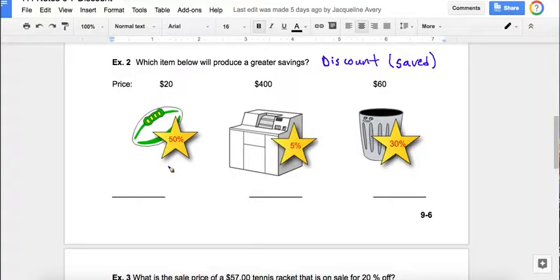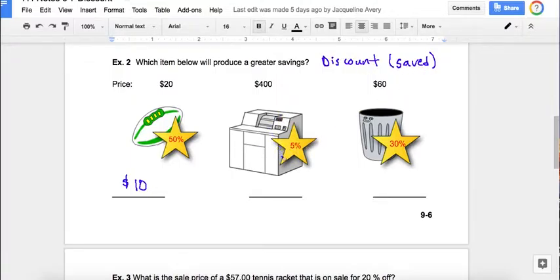Now, for this first one, there's no work required. If I've got a football and I know I get 50% off, what's half of 20? 10. So I know I'm going to get $10 off. Now, in that case, the amount saved and the amount you're going to pay is the same. Okay? But we're just looking for the discount or the amount saved.